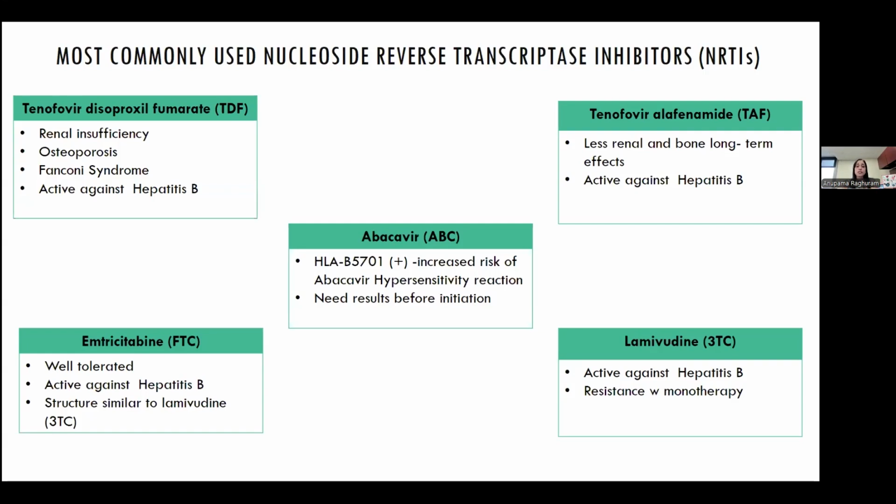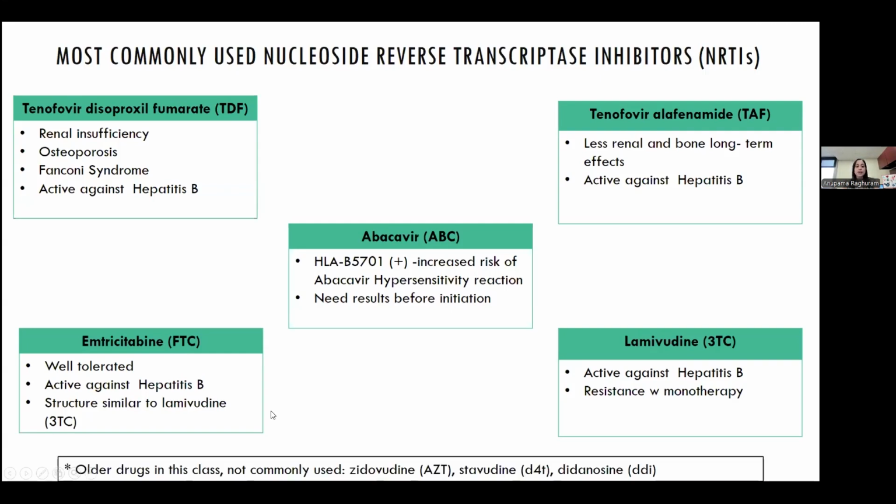To be honest, today in clinical practice in the United States, the most common ones you're going to see used are the combination of F/TDF and F/TAF, okay? And also, just as a shout out, the first HIV drug to come out and be formulated was zidovudine, or AZT, and it does belong to this class of drugs.